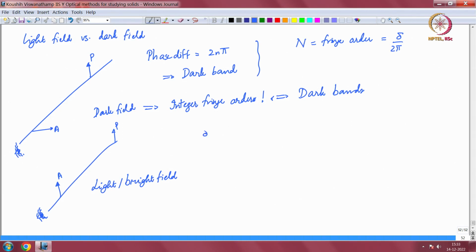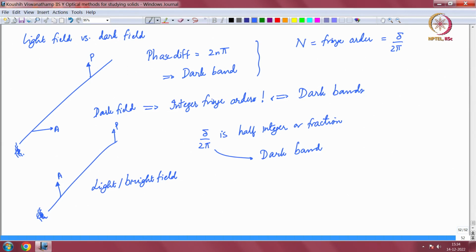So, now delta by 2 pi is half integer or a fraction for a dark band. Ideally, if everything is in phase, A will allow everything in phase, so you will see a white or a bright image. But if it is exactly out of phase, which means it is pi, 3 pi, 5 pi etc. out of phase, then you will see a dark band.